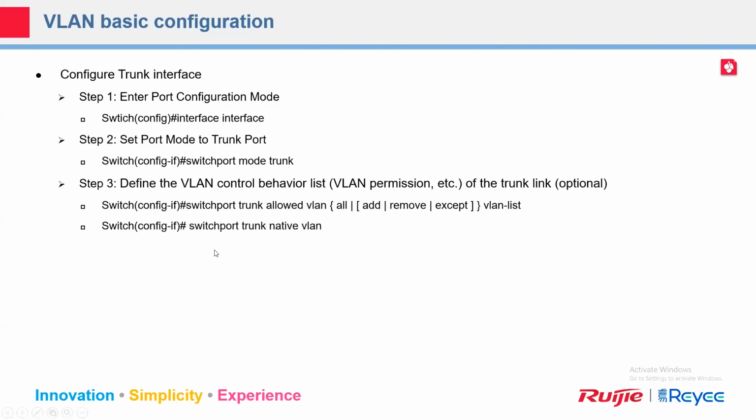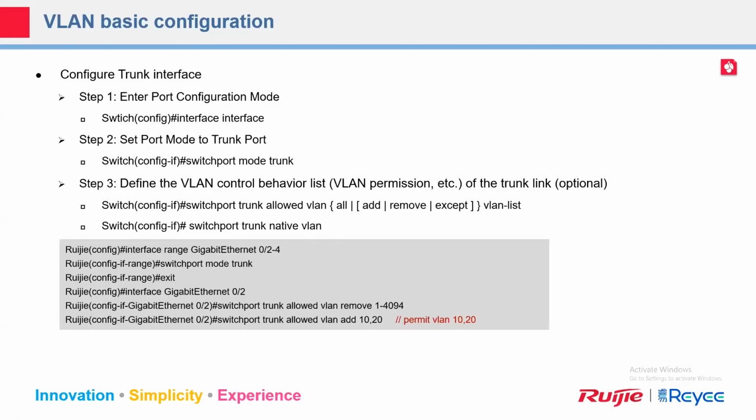This is a very important configuration. We can change the trunk native VLAN. By default, the native VLAN is VLAN 1. So here is an example.